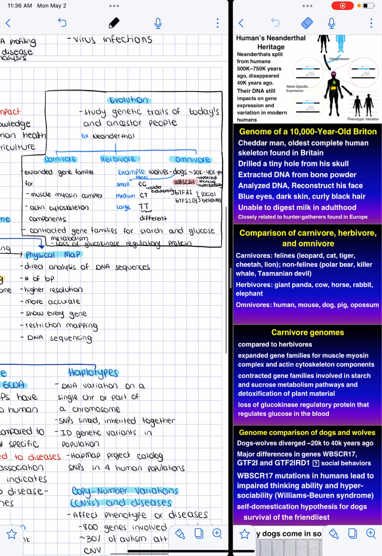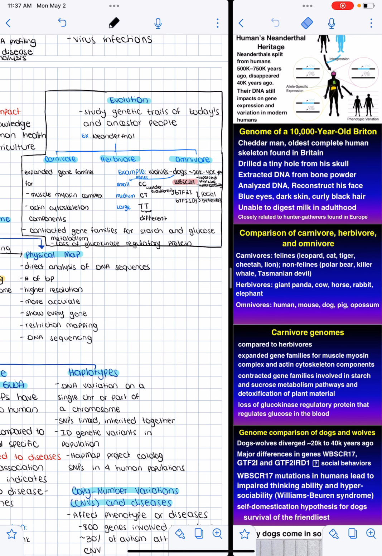It has also been important to tell apart the differences between carnivores, herbivores, and omnivores from an evolutionary standpoint. Carnivores, for example, have expanded gene families for the muscle myosin complex and actin cytoskeleton components used for chewing. There have been contracted gene families for starch and glucose metabolism because their diets are mostly protein, and loss of glucokinase regulatory protein, which forms part of glucose metabolism as well.